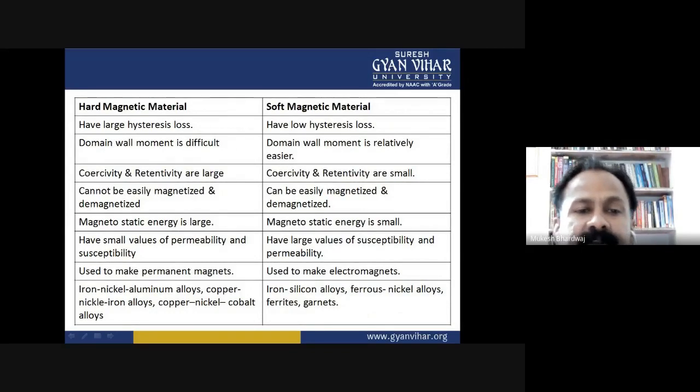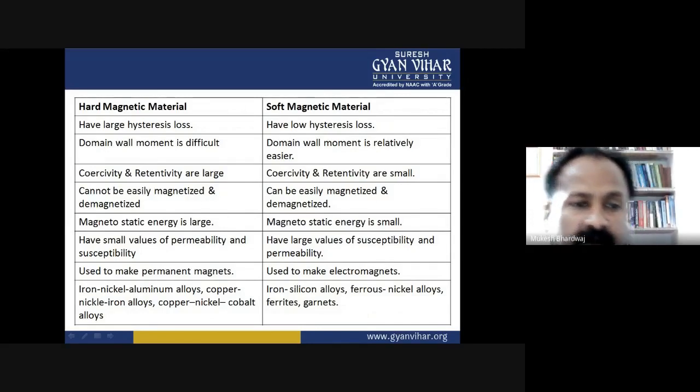Coercivity and retentivity are large in hard magnetic material. Coercivity and retentivity are small in soft magnetic material. Hard magnetic materials cannot be easily magnetized and demagnetized. So the hard magnetic materials are not easy to magnetize, and once they get magnetized, they are not easy to demagnetize. Whereas soft magnetic material can be easily magnetized and demagnetized.